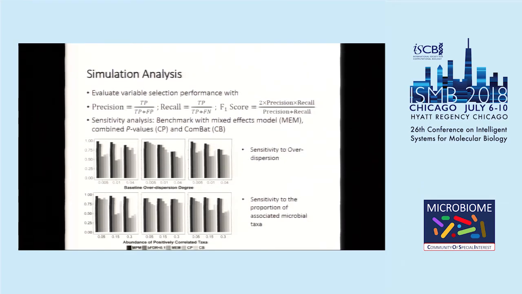And then, since the microbiome taxa are dependent on each other, we want to check whether or not our method has a robust performance when a group of abundant taxa are associated with the phenotype. And we can see our method is much more robust than other alternative methods.